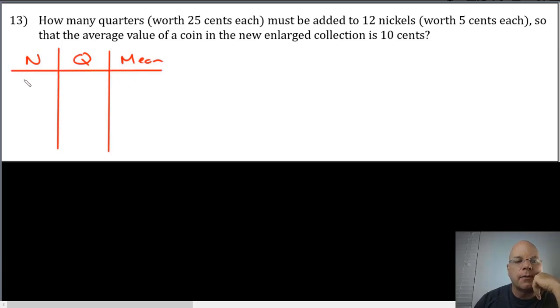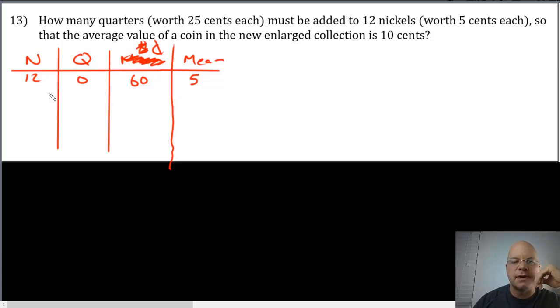We know that when we have 12 nickels and 0 quarters, you know what I should have done? Let's put the total amount of money that represents here, and then let's calculate the mean right here. Okay, 12 nickels worth 5 cents each, so that's 60 cents. Let's make this cents instead of dollars. 60 cents, and 60 divided by 12 is 5. That makes sense. If they're all 5, the mean should be 5.